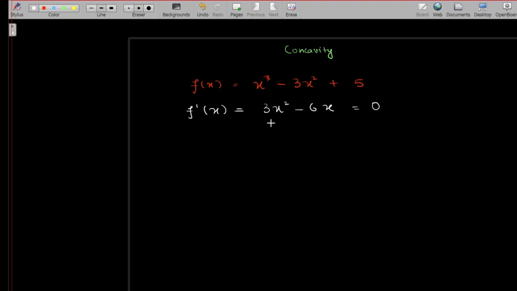And what are the critical points? They're wherever the original function has local or absolute extrema, or they are also the points at which the derivative does not exist. Okay, so we set it equal to 0 to find out the critical points.